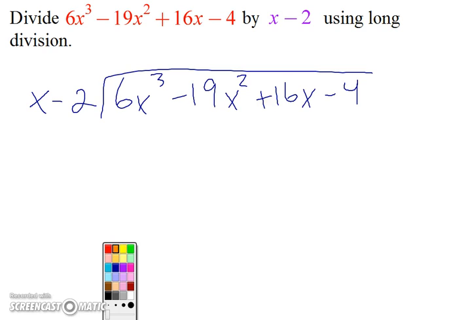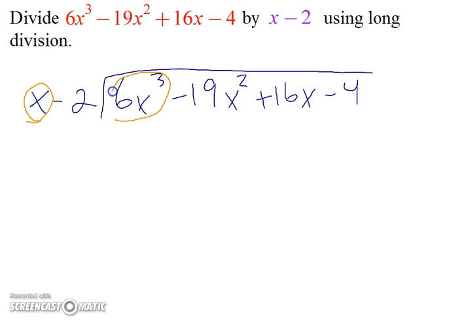I'm going to begin by figuring out what I need to multiply by to turn that x into this 6x cubed. So x times what gives me 6x cubed, and whatever that is, that's going to go up here at the top. x times 6x squared is going to give me 6x cubed. So I'm going to put a positive 6x squared right above my x squared term.